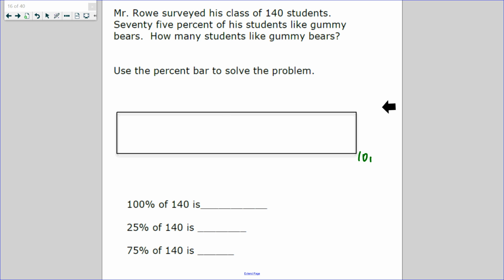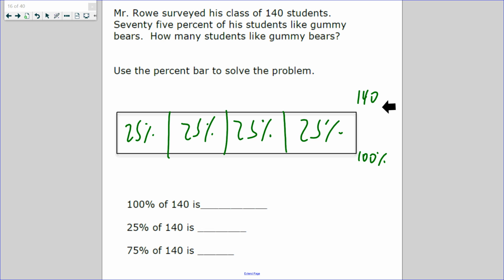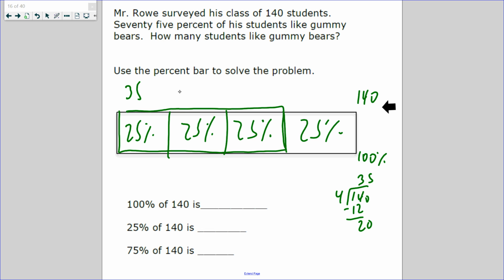So this represents 100%, which is 140 students. So we are breaking this down into groups of 25%. So 75% represent all of this. So if you have 140 students, how many students would go in the first section, the first group of 25%? So 140 divided into 4 groups. 4 goes into 14 3 times. 4 goes into 20 5 times. So it's 35 students for every 25%.